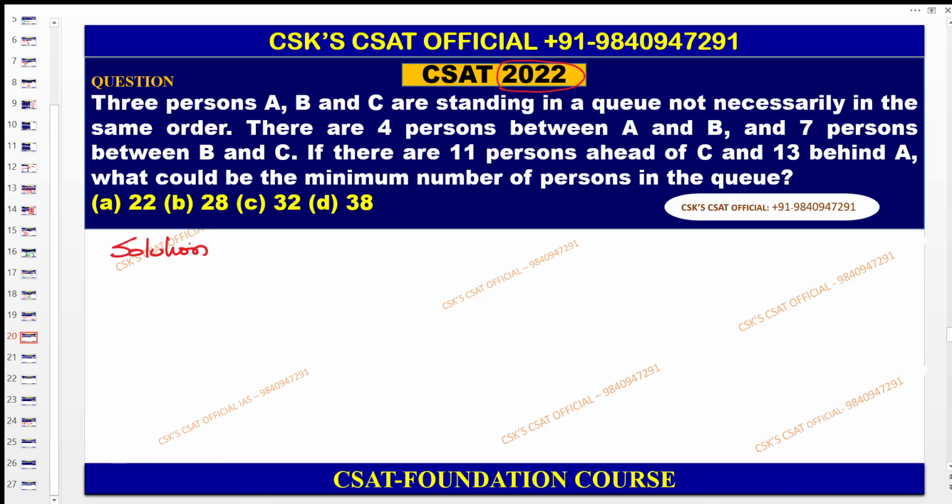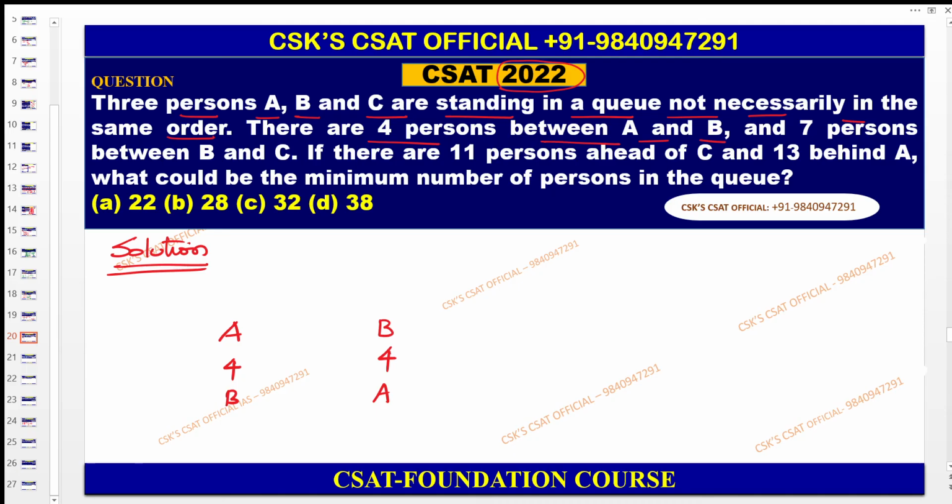Okay, now try to understand this one. 3 persons A, B and C are standing in a queue, not necessarily in the same order. There are 4 persons between A and B. Now the first statement I am taking, I am just doing the arrangement. 4 persons, right? A, 4, B. So this is one case here. Now try to understand, the reverse is also possible. A, 4, B, and next is B, 4, A. So this is also possible.